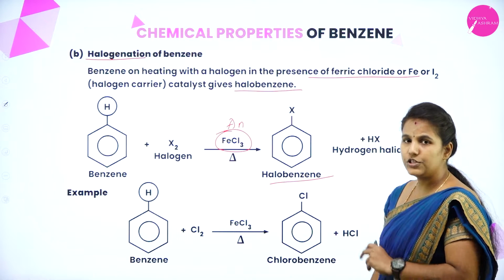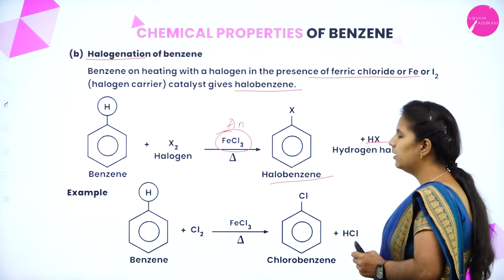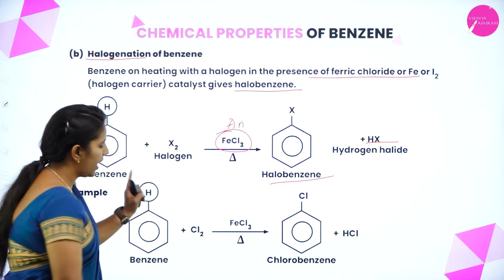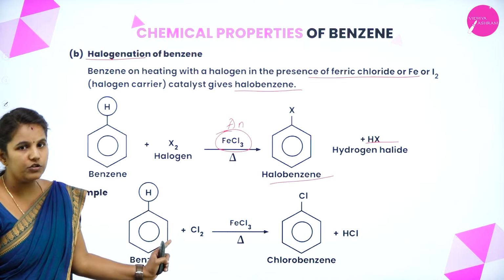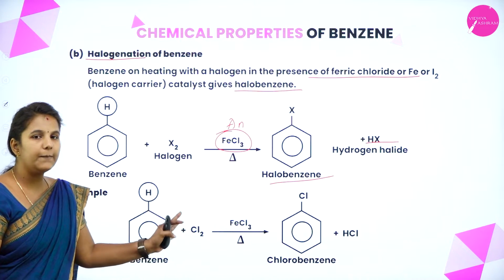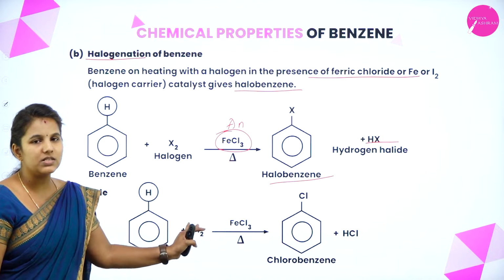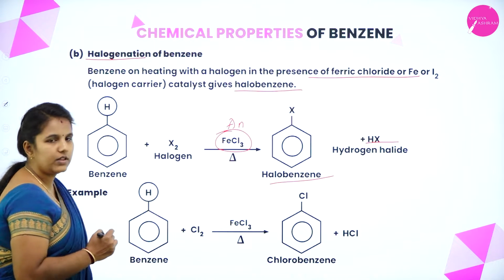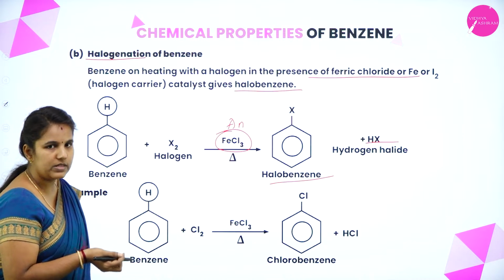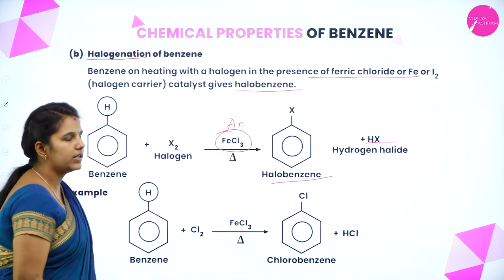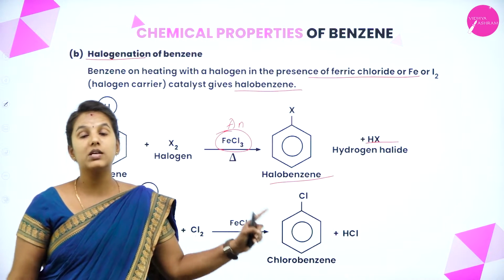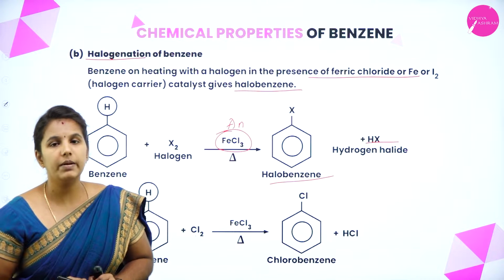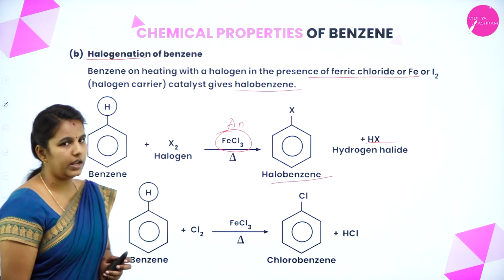The remaining halogen reacts with the hydrogen and forms what? Hydrogen halide. So you can write one more example for this. I have considered Cl as my halogen, that is chlorine. When you heat the benzene ring with chlorine in the presence of ferric chloride, the chlorine gets substituted for the hydrogen and forms chlorobenzene. The remaining chlorine reacts with the hydrogen and forms HCl. This is how halogenation takes place in the benzene ring.